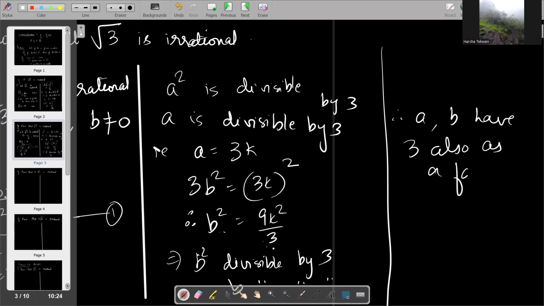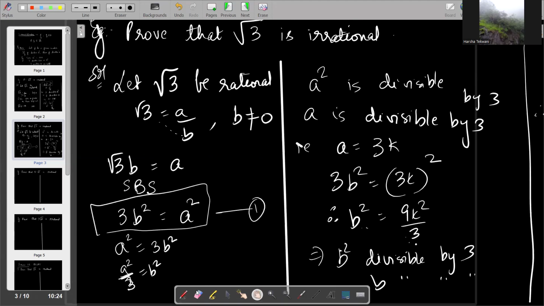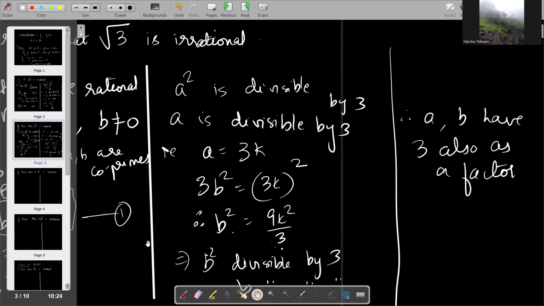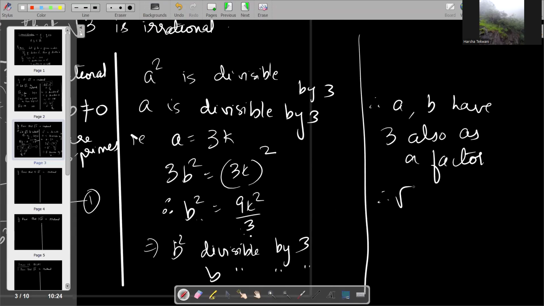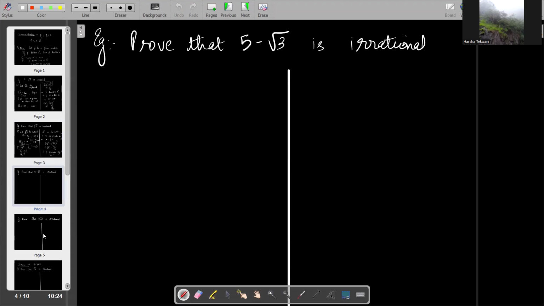So how did I get a contradiction? I'm wrong in my assumption that A and B are co-primes. Okay, so since I'm wrong in my assumption, my left-hand side also accordingly goes wrong. Therefore, root 3 is irrational. Okay, now let us see certain easier versions.